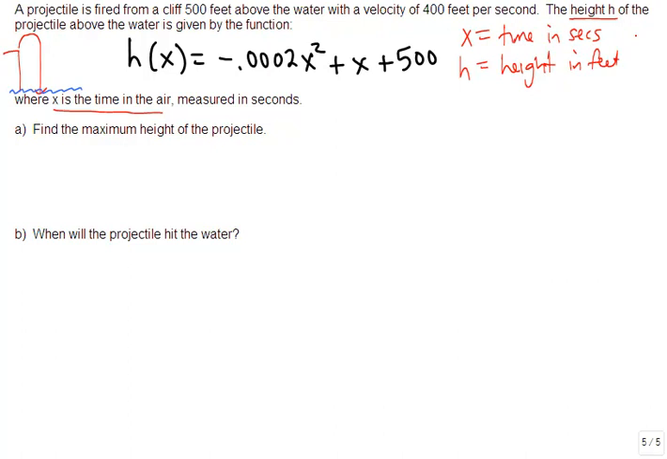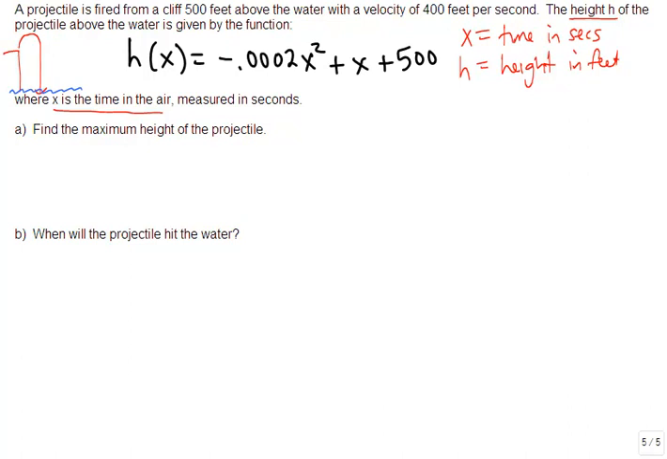So what we want to know is, for part A, the maximum height of the projectile. So think about this picture again and notice the way that I drew it. What shape does this have? It looks like an upside down U, which it has to be because this particular function has an x squared in it. So this is a quadratic function, therefore it's a parabola. It points down because this a is negative, and if it points down then it has to have a maximum.